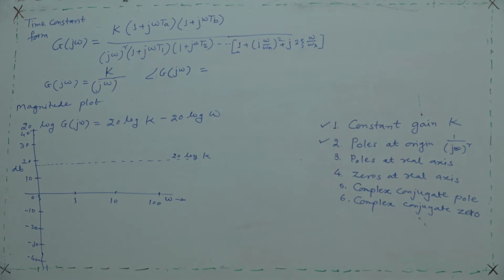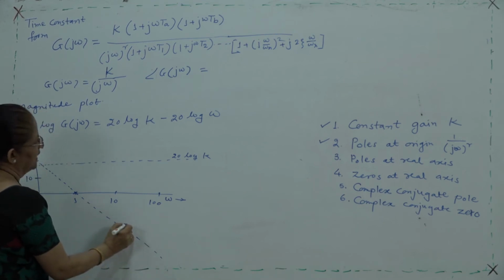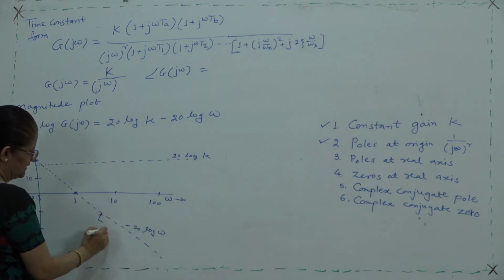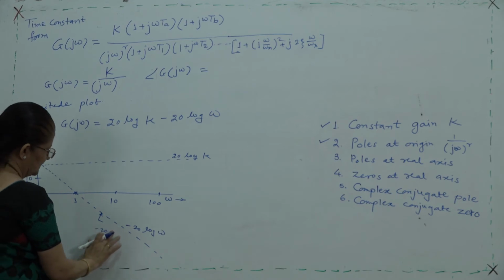Now, minus 20 log of omega. So, just now we have seen if one pole is at origin, you have to draw a line passing through 1 with minus 20 dB per decade. So, minus 20 dB per decade, that is here 20, here it is 1. So, within 1 decade change is minus 20. So, draw a line passing through 1 on x axis. So, this is the plot for minus 20 log of omega, and what is the slope of this line? Minus 20 dB per decade.